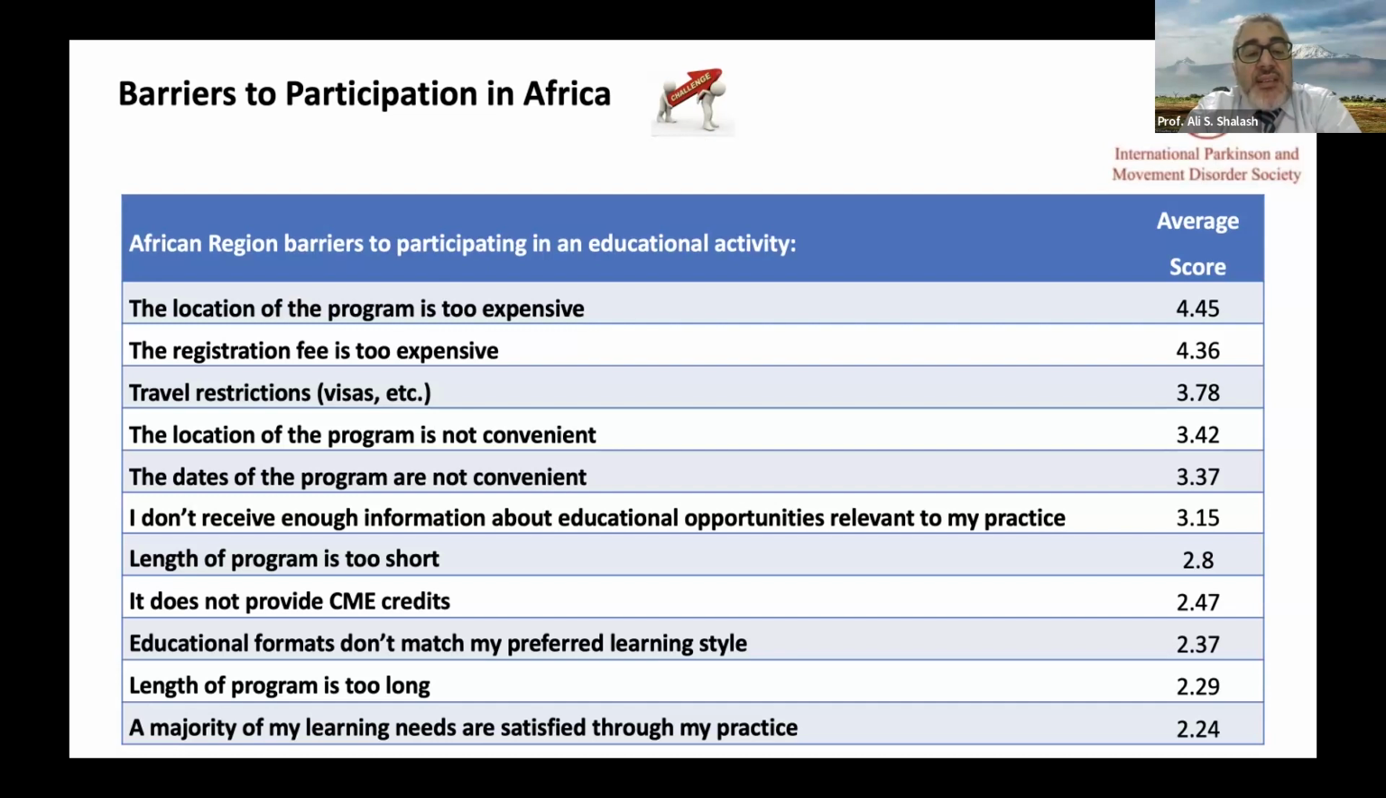You can see that it's expensive, and the location of the program is too expensive, and also registration fees and traveling fees and travel restrictions are also among the challenges for in-person education courses in Africa. In addition, there are unstable political conditions or problems in Africa. Also, we have other problems, but these are the main ones. So in-person training is maybe not available, or is difficult for many African colleagues.